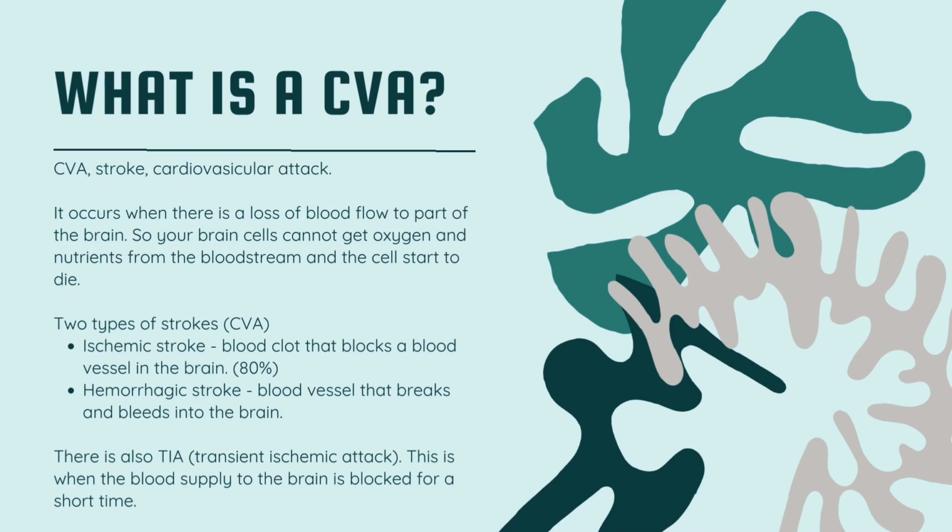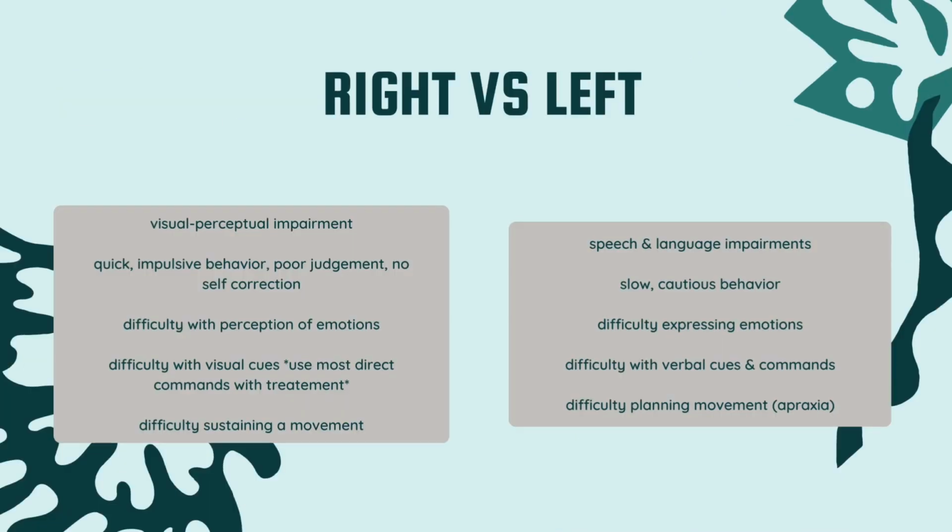There are also TIAs, and this is when the blood supply to the brain is blocked for just short periods of time. This is actually considered a mini stroke, and the damage to the brain isn't permanent, but if you or someone you know has frequent TIAs, then they are at much higher risk of having a stroke.